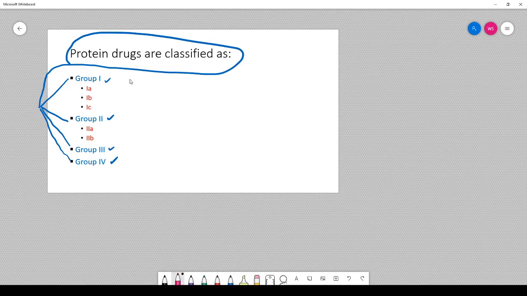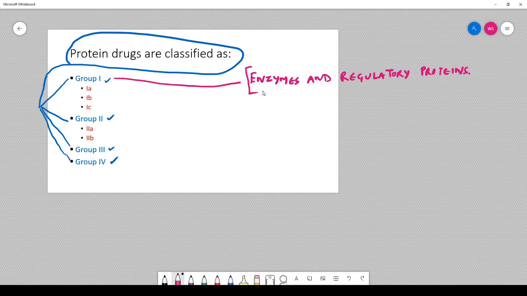So what are group 1? Group 1 drugs are basically enzymes and regulatory proteins. They are subdivided into 1A, 1B, and 1C. Let's see what they are. Let's take 1A.